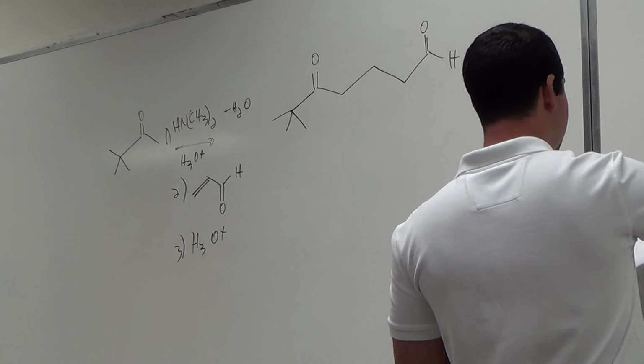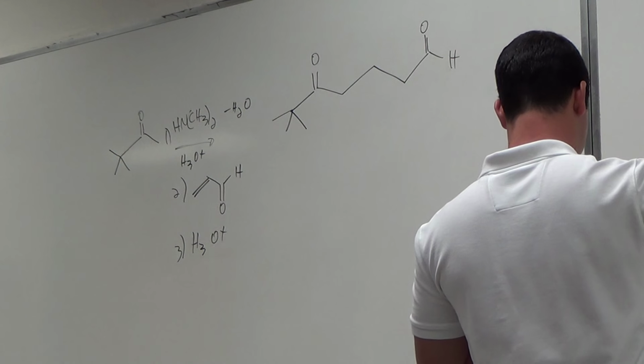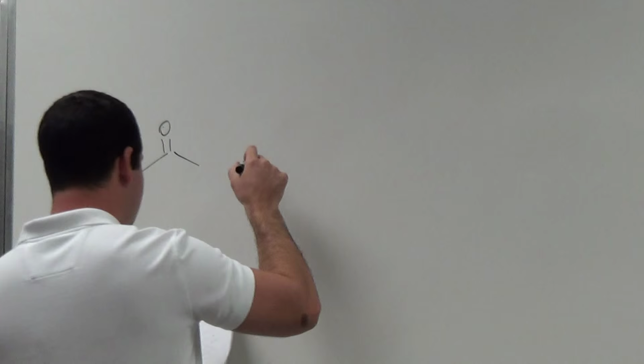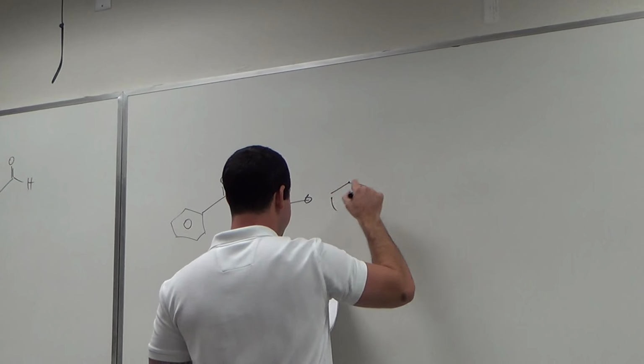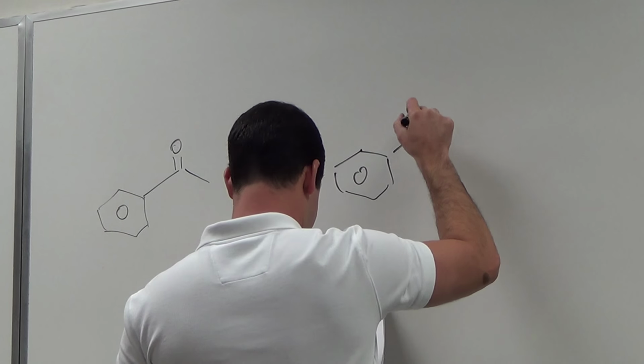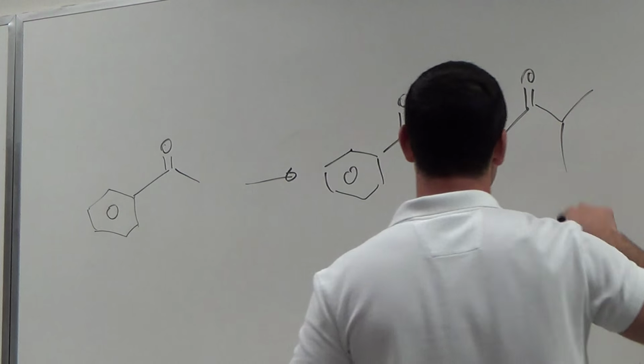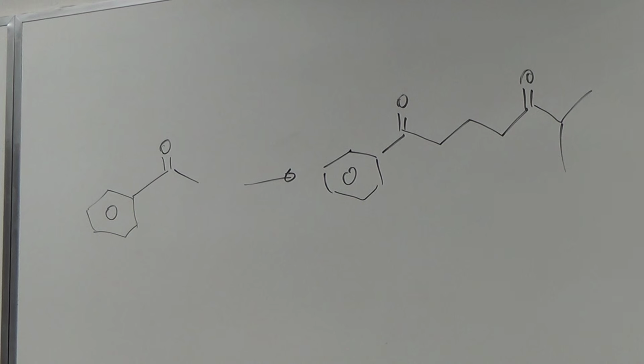My question is, how do you go from here to there? 1, 2, 3, 4, 5. Oh, Stork. I mean, you have 1,5.